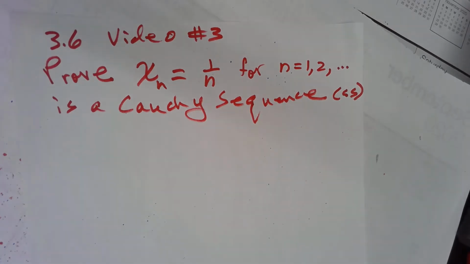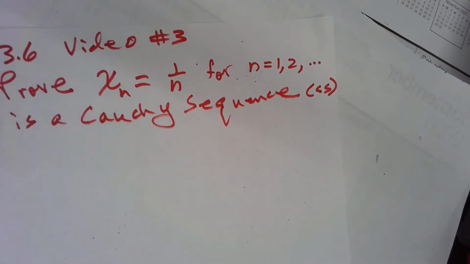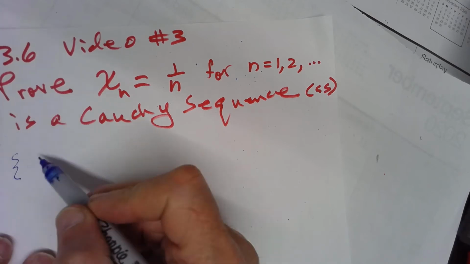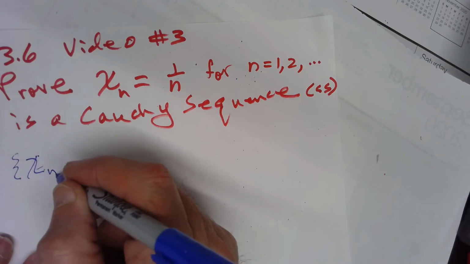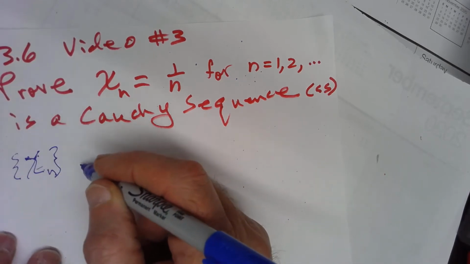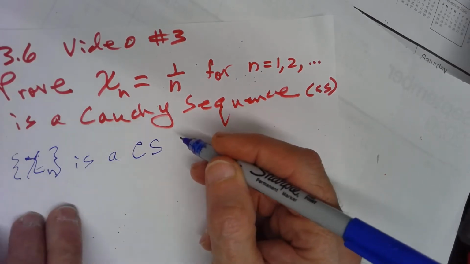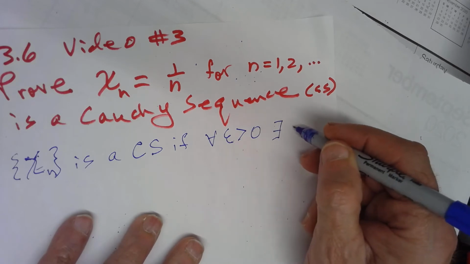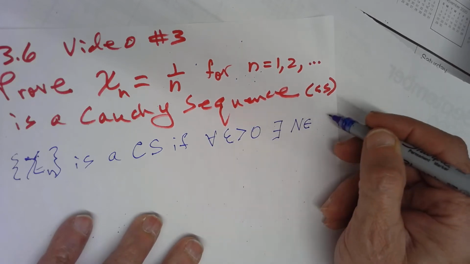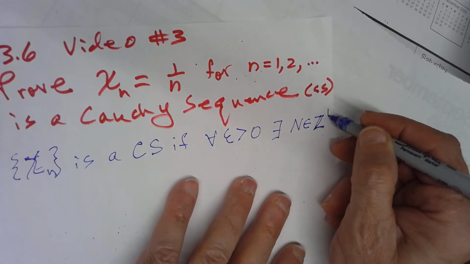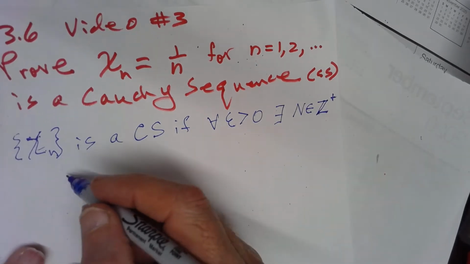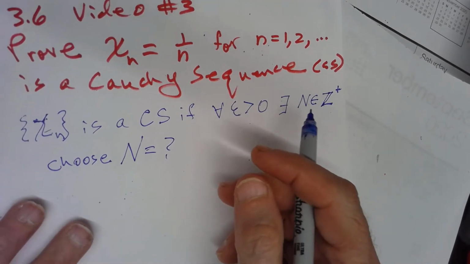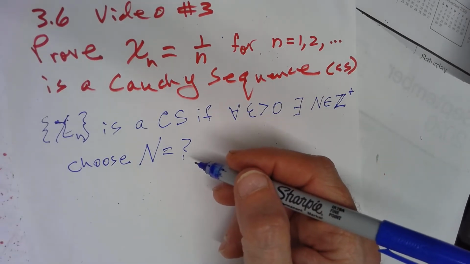Alright, so we start off by writing this, I'll use blue, as our sequence x of n is a Cauchy sequence if for all epsilon greater than 0 there exists a uppercase N that is an element of the positive integers, and we want to choose N, but we don't know what that number is, so we're going to have to work some scratch work out to find that.